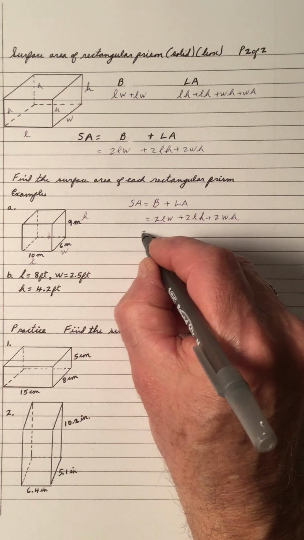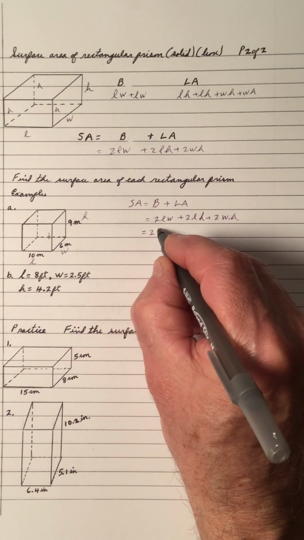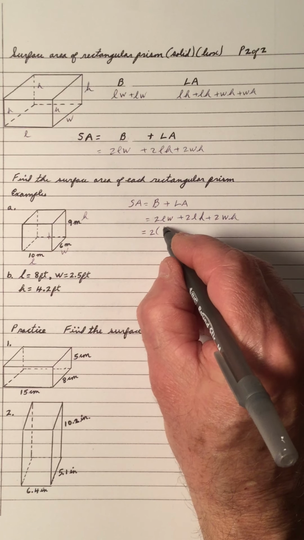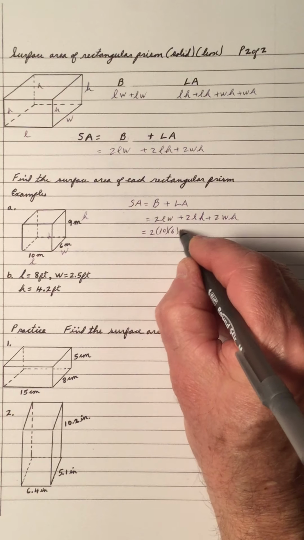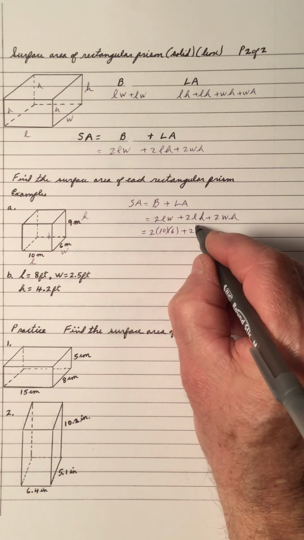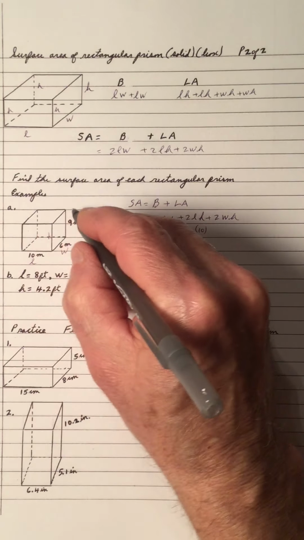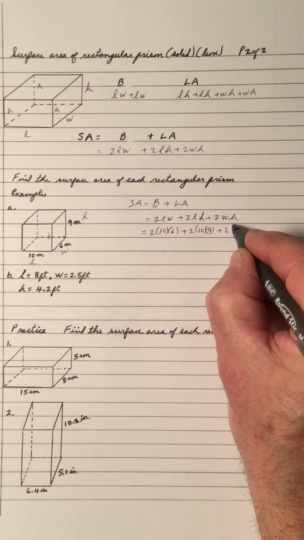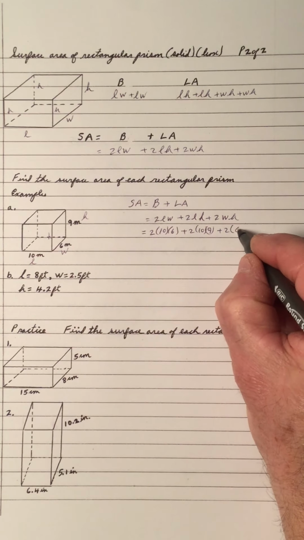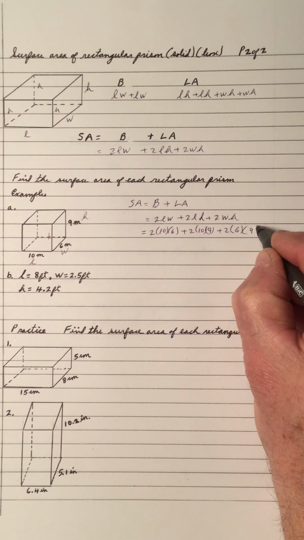And when we sub that in, we get a 2, and the length is 10 and the width is 6, and the length is 10 and the height is 9, and the width is 6 and the height is 9.